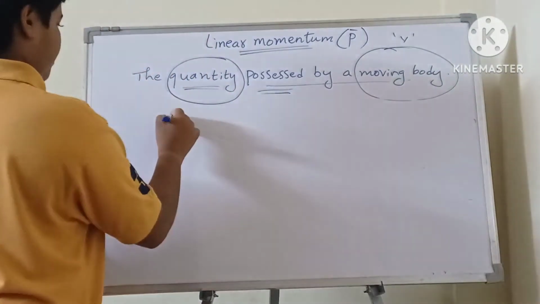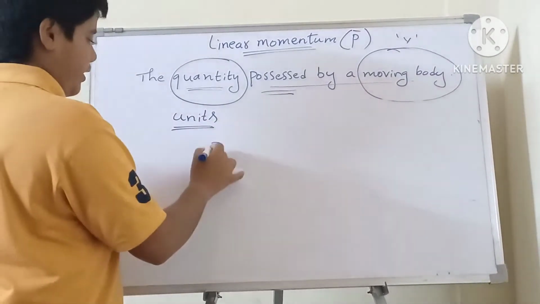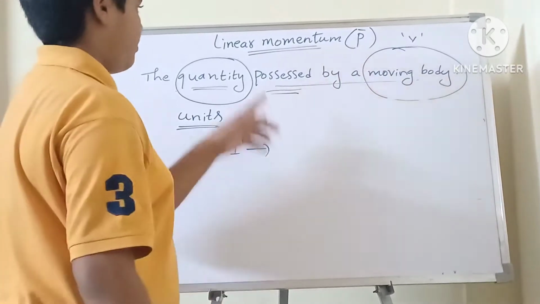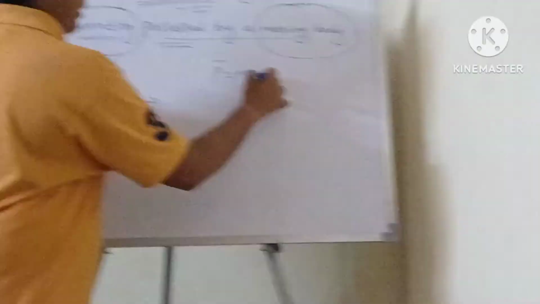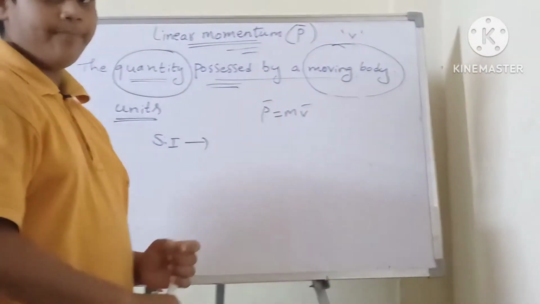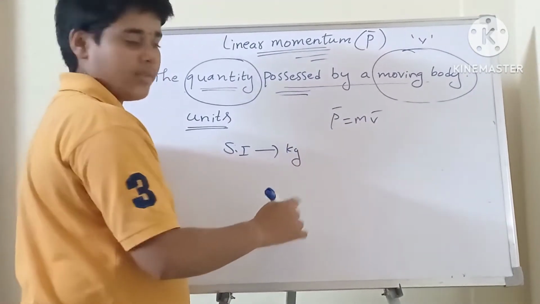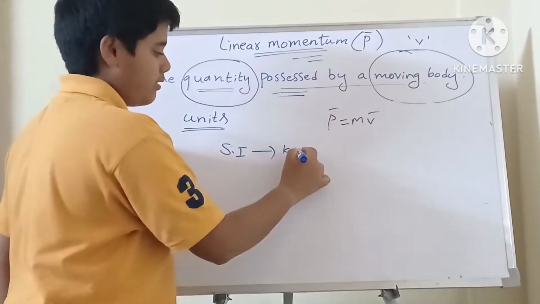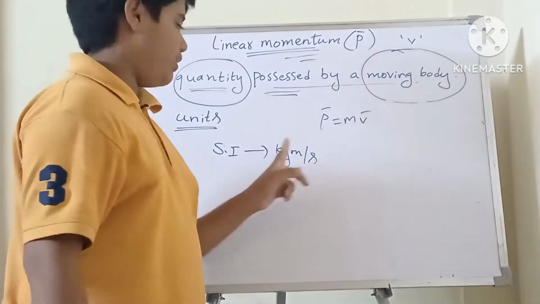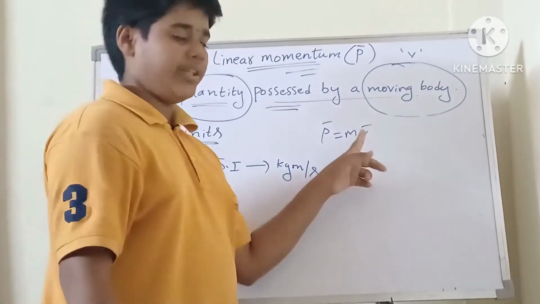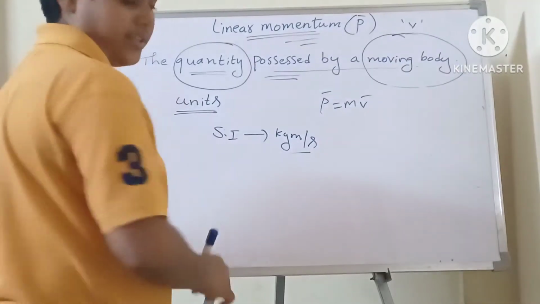Units. The SI unit of linear momentum: P bar is equal to m v bar, mass into velocity. The SI unit of mass is kg, and the SI unit of velocity is meter per second. So kg meter per second is the SI unit.